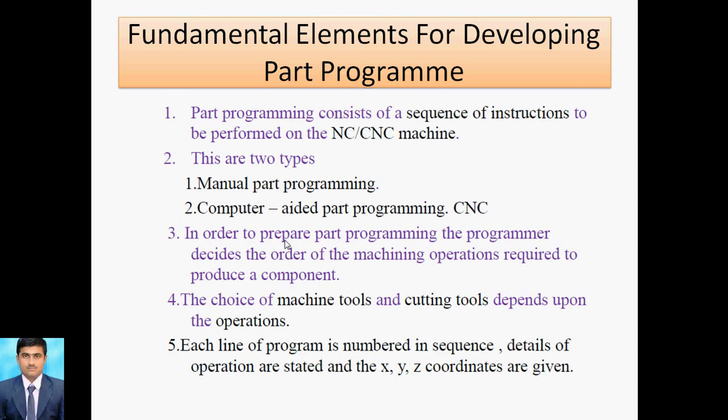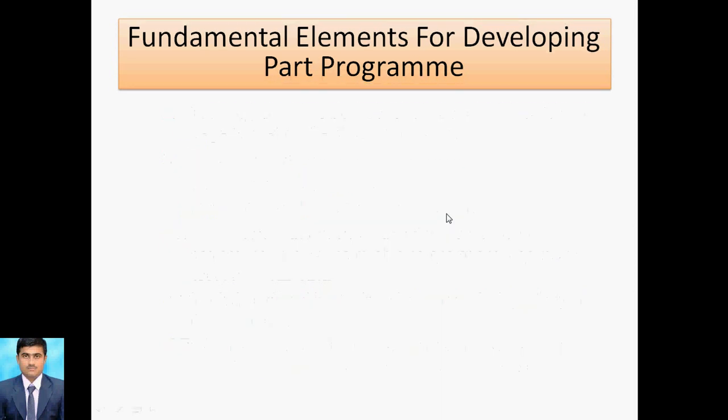So this is regarding computer aided manufacturing, or you can say computer aided part programming. Here you only have to select the tool, feed rate, tool rate and spindle rate. This type of selection is what is required in computer aided part programming. So this is regarding the fundamentals of part programming.